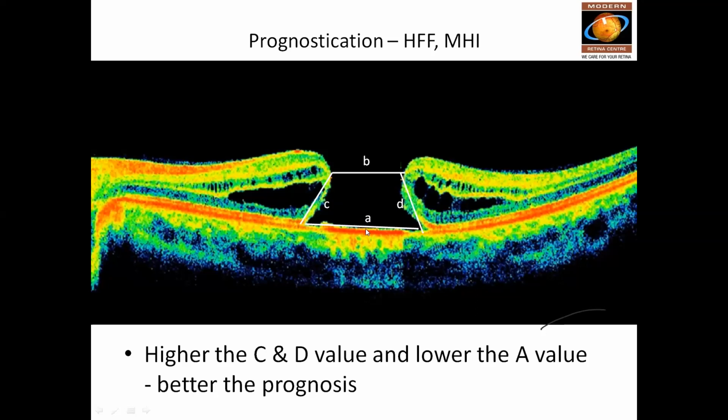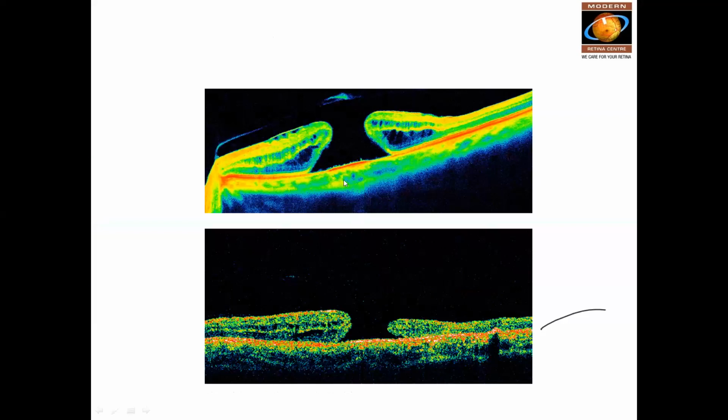If that is the case, then the surgery will be successful in closing the macular hole. So here again, the two macular holes: this is an acute one and this is a chronic one. Here, as you can see, the C and D are very long. You have long arms, C and D, and A is okay. So because the C and D are long, chances of closure are high.